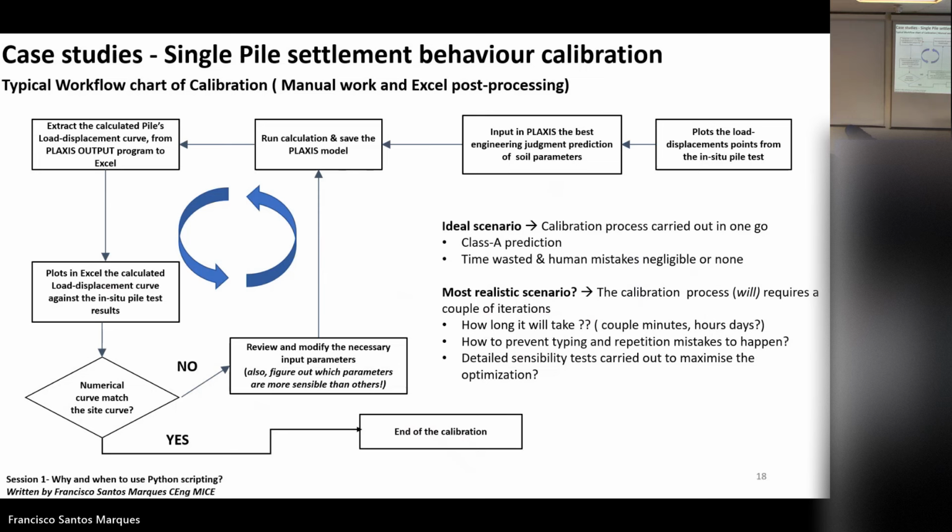How can we prevent the typing and repetitions from happening? Because once we have to run the model each time, we have to go to the model and change it, and then it's very easy. Probably you guys already noticed that in Plaxis, it's very easy sometimes to make some typos, or for example, you're putting in stiffness and you forget that you're putting things in kilopascal and you put the stiffness in megapascal. That's a very common mistake that people make, because sometimes you're doing things automatically that you don't stop to think about. So yeah, that will be the most realistic scenario.